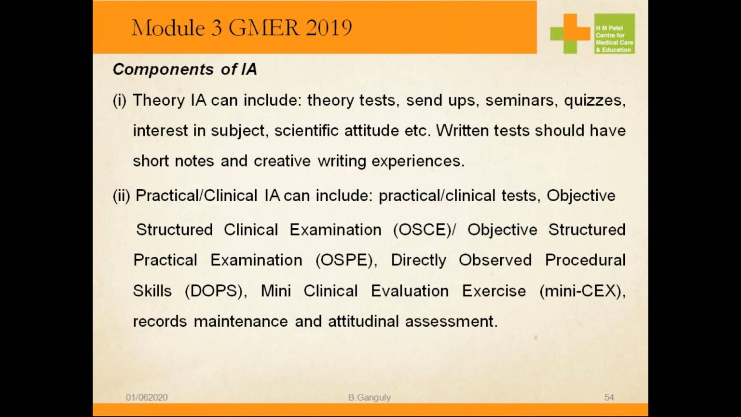This is again another new thing. One can think of it in the assignment form, if you develop a certain assignment in that way, you can keep some marks over there which can be added to internal assessment. In practical, what is relevant for us is OSPE, DOPS. Mini CEX is not for us, and records maintenance, that means journal and logbook, attitudinal assessment, again, I think multiple assessors and multiple assessments are necessary for that.